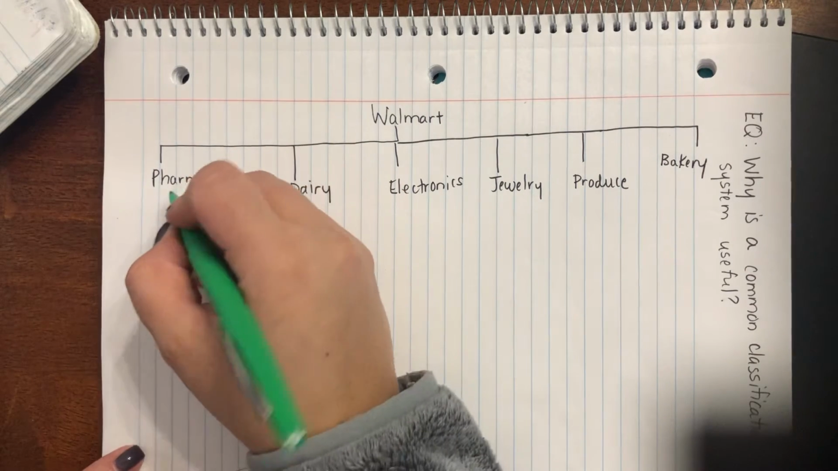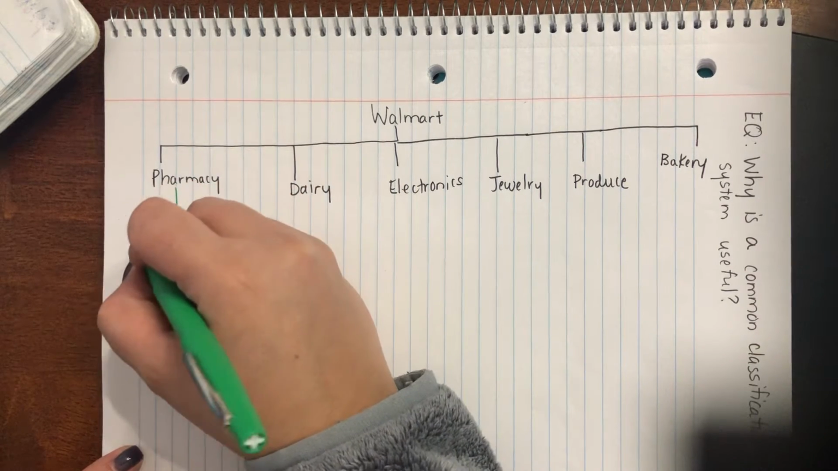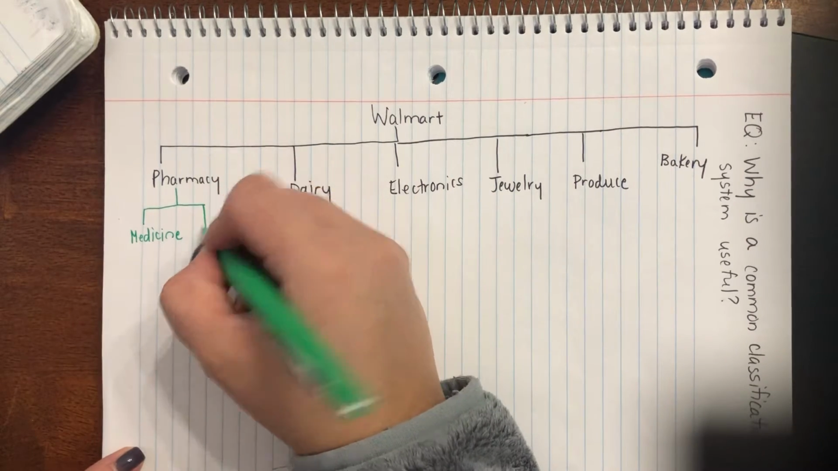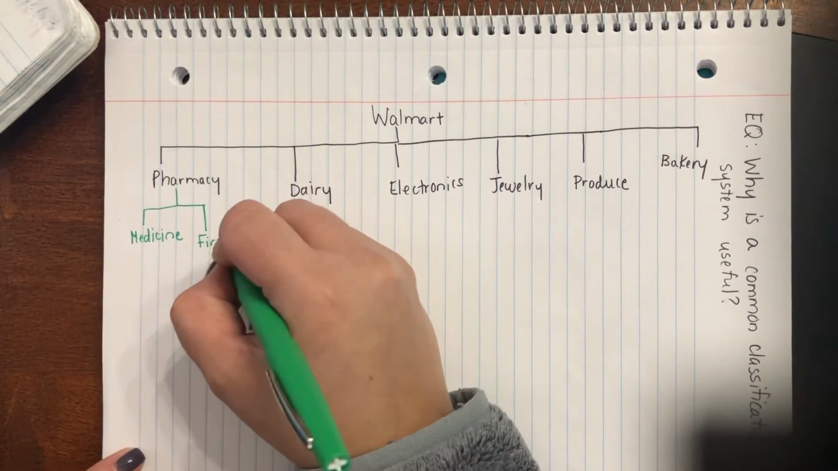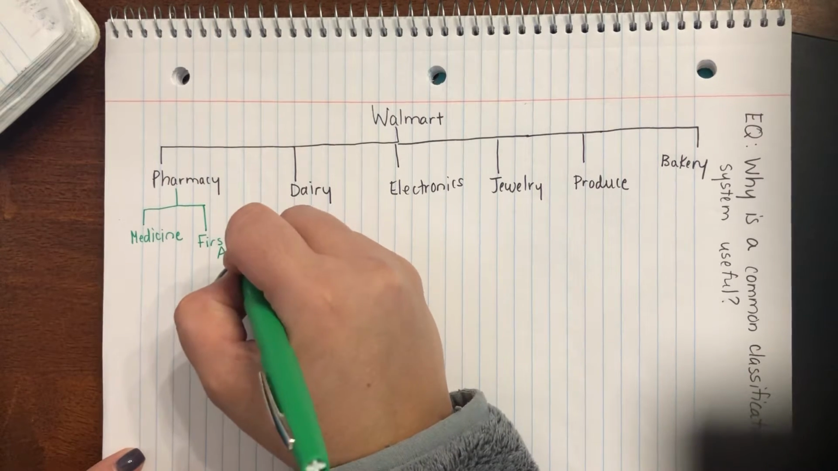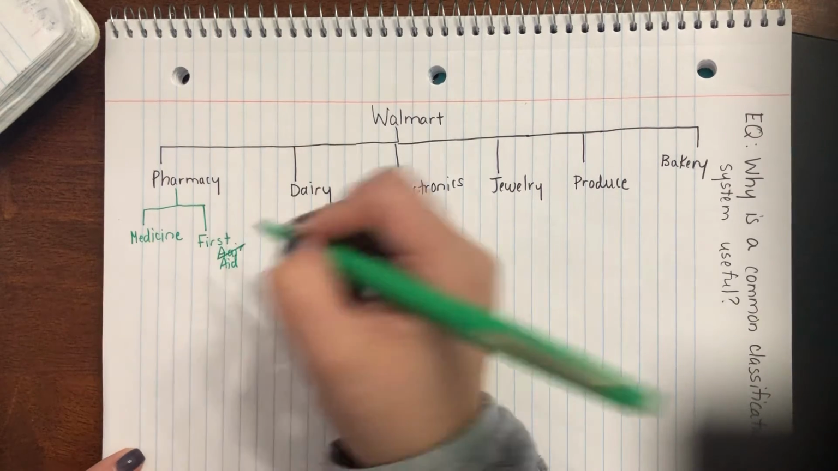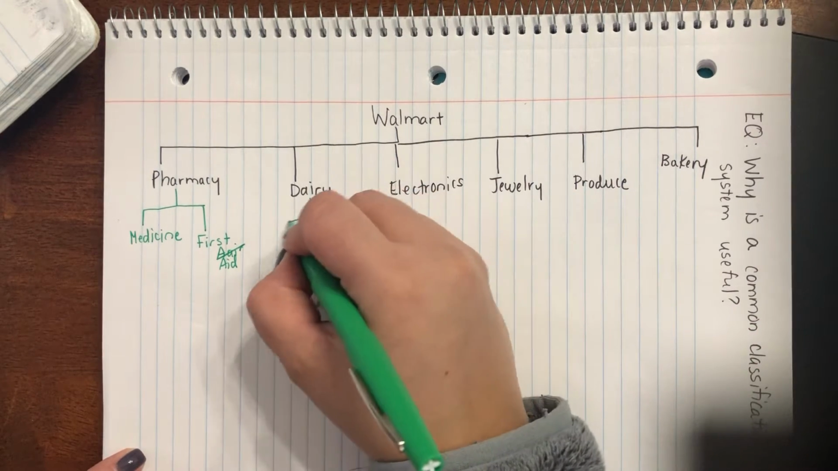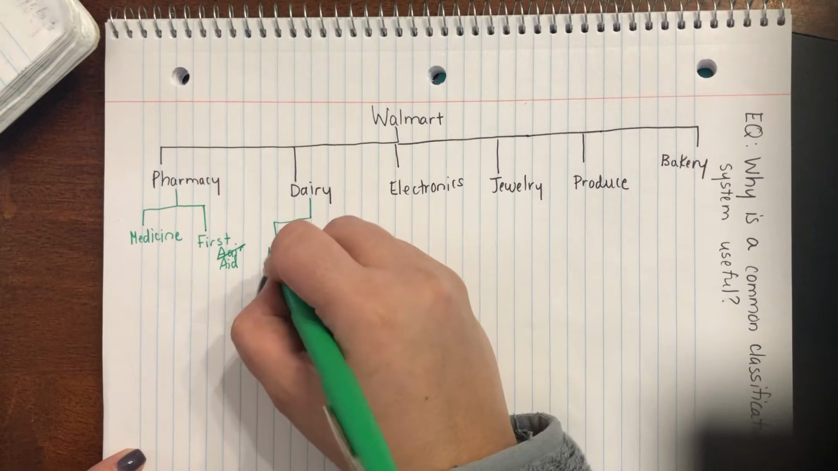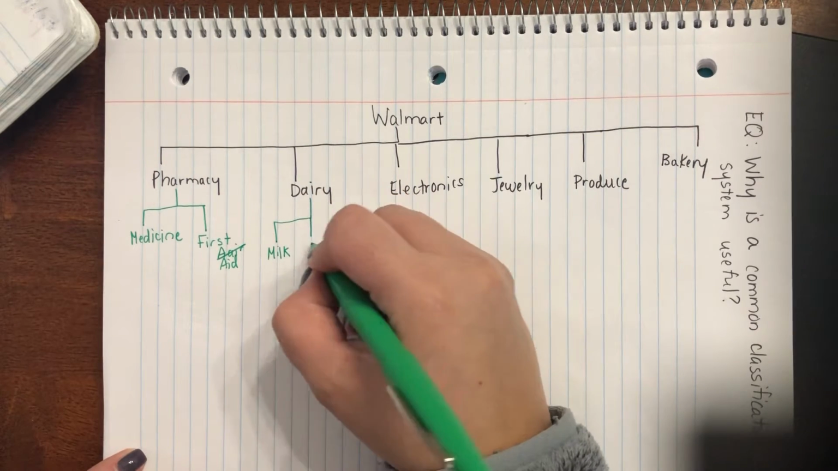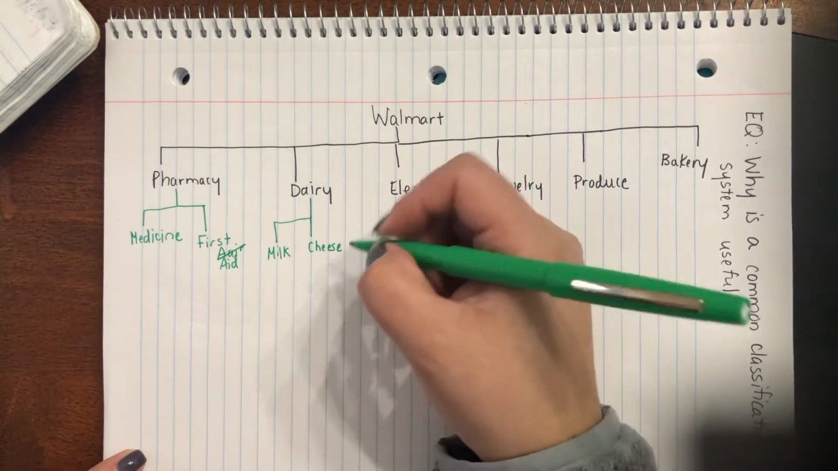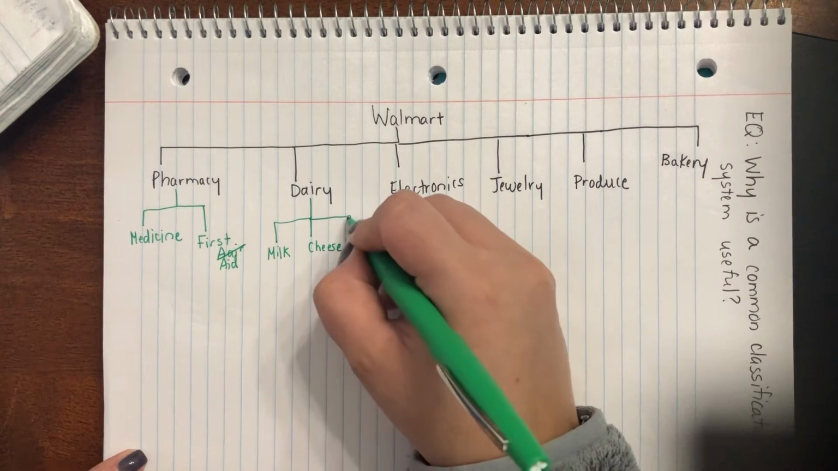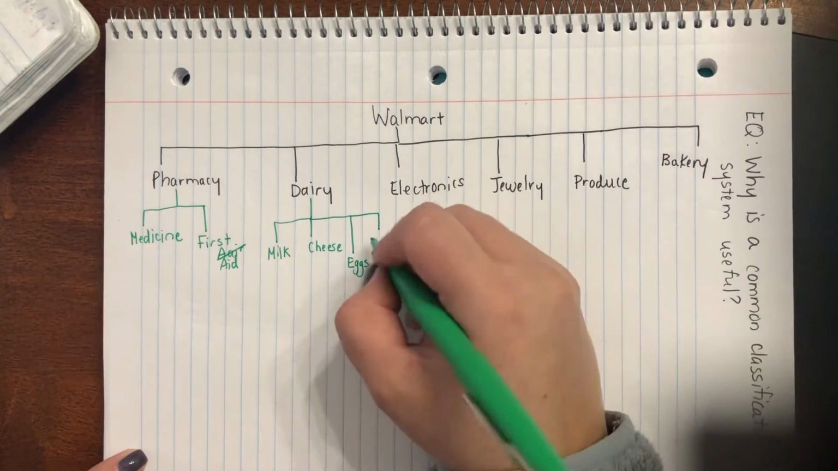Within the pharmacy section, they might sell medicine. They might have first aid items. In the dairy section, they're going to have things like milk. They're going to have things like cheese, things like eggs, things like yogurt.